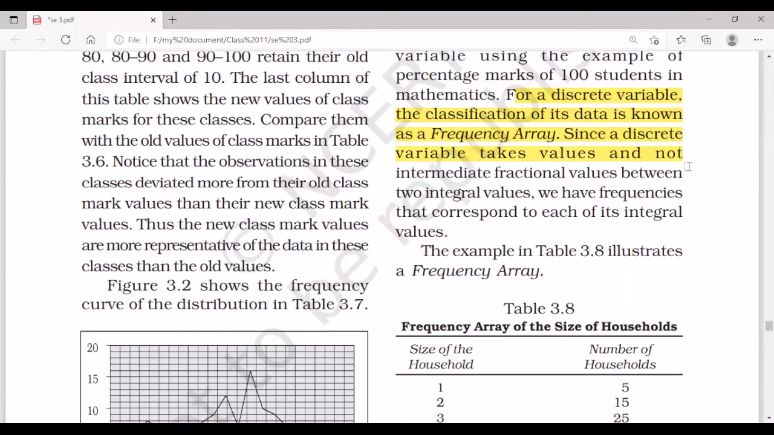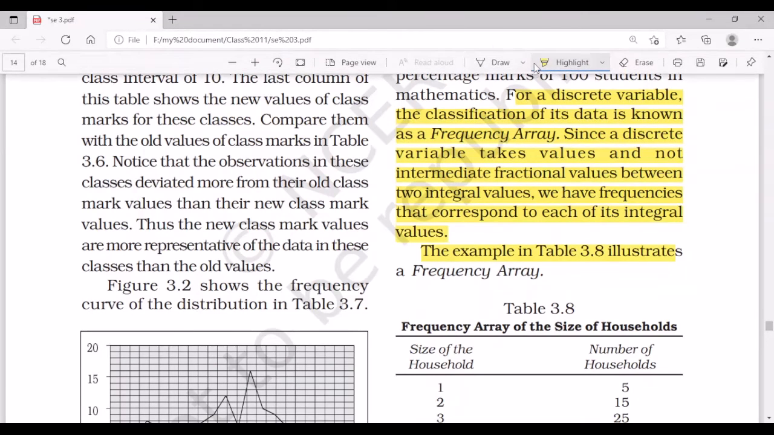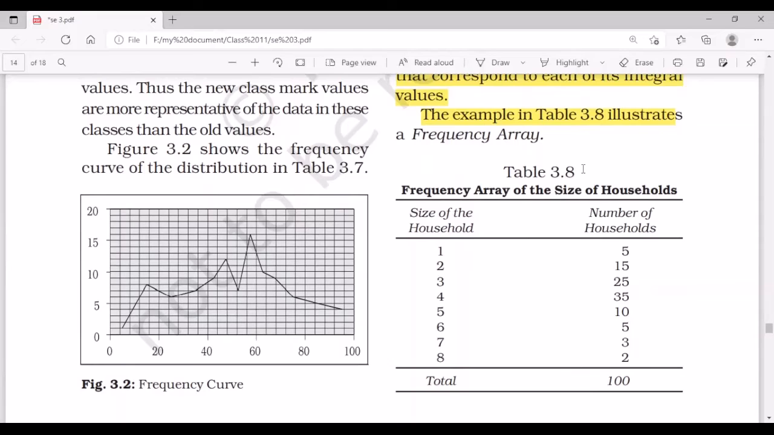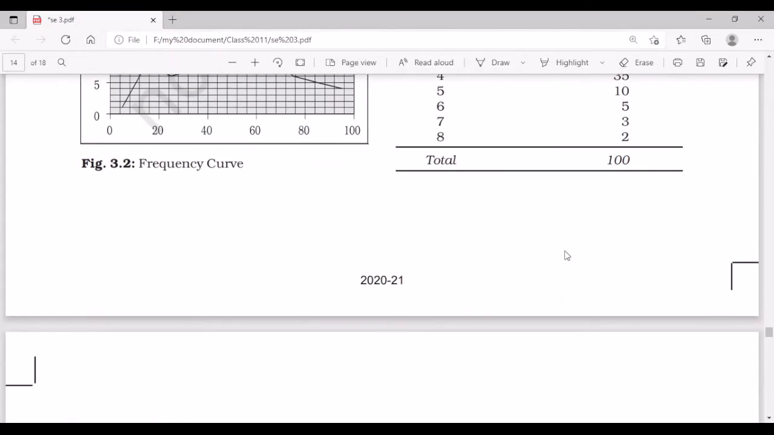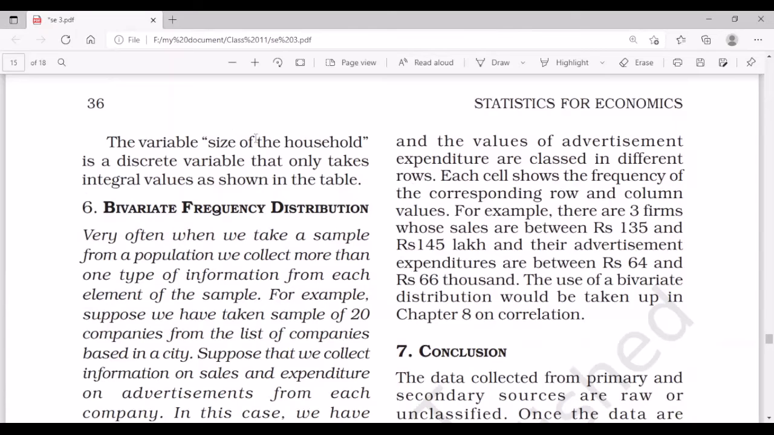Since a discrete variable takes only integral values, not intermediate fractional values between two integral values, we have frequencies that correspond to each integral value. Okay, we are having a frequency array of the size of households. You can see the size of the households and the number of households. The size of households is a discrete variable that only takes integral values, as shown in the table.